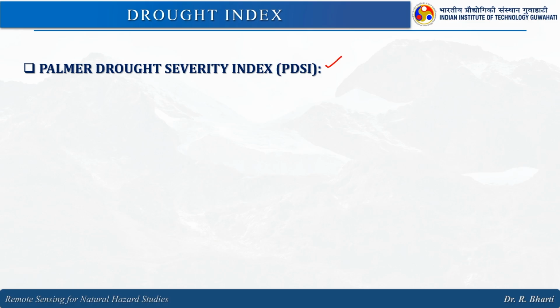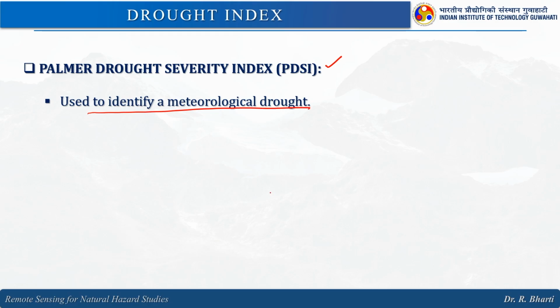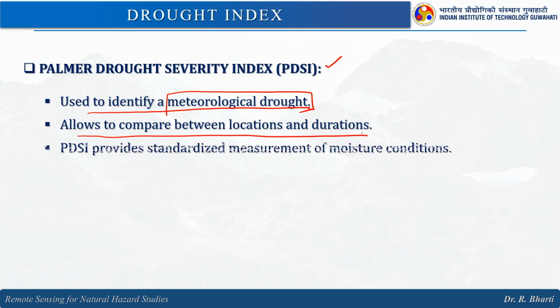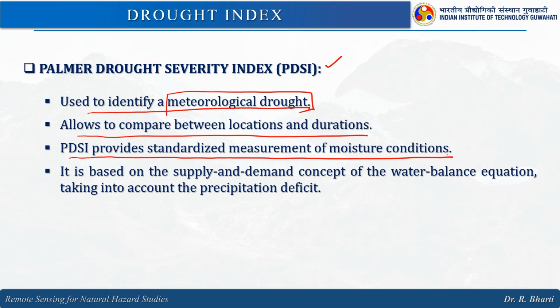Then comes the PDSI, the Palmer Drought Severity Index. It is used to identify a meteorological drought. Remember, this is for the meteorological drought. It allows comparison between locations and durations. PDSI provides a standardized measurement of moisture condition. So this will be based on the moisture condition of the soil.